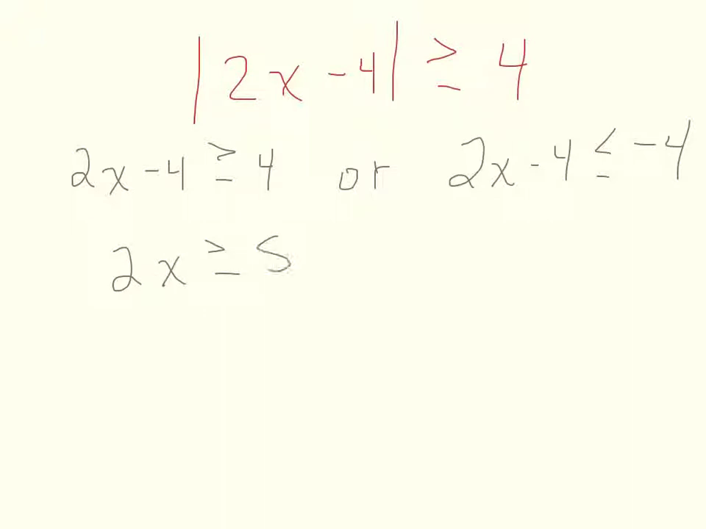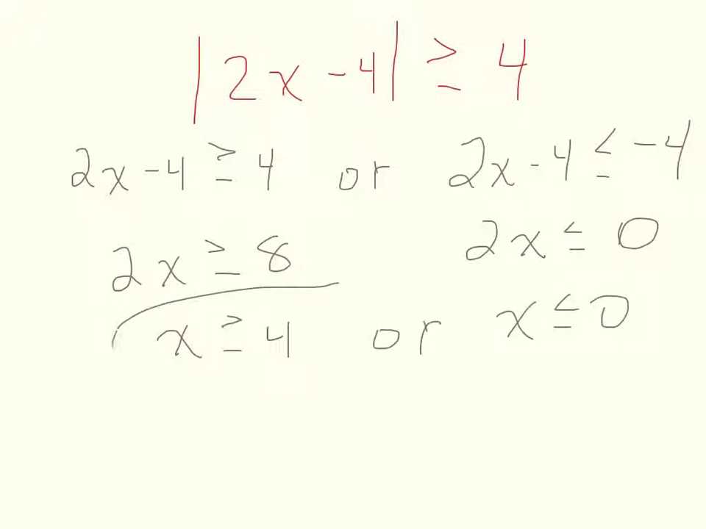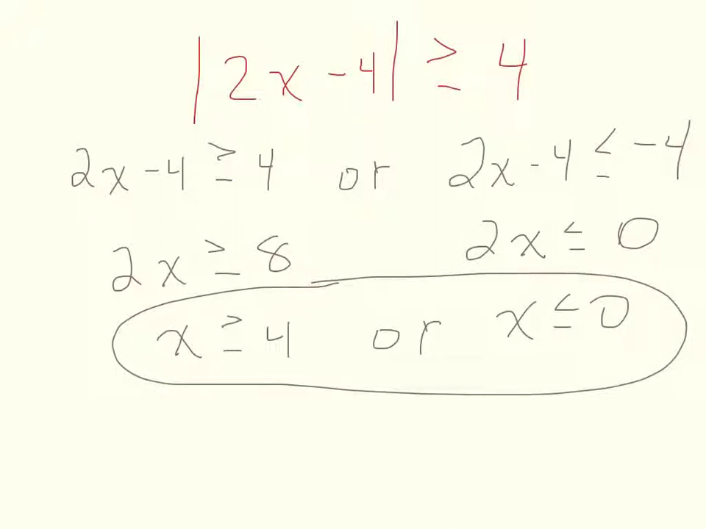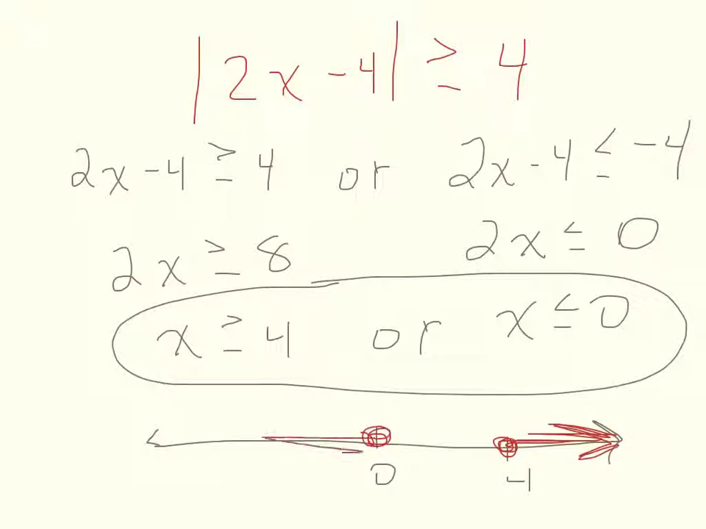2x is greater than or equal to 8, and x is greater than or equal to 4. Going to add 4 to both sides again. 2x is less than or equal to 0. x is less than or equal to 0. So my solution is that x is either greater than or equal to 4, or it's less than or equal to 0. So there's my 0, there's my 4. I have a closed circle at 4 and shaded to the right. I have a closed circle at 0 and shaded to the left.